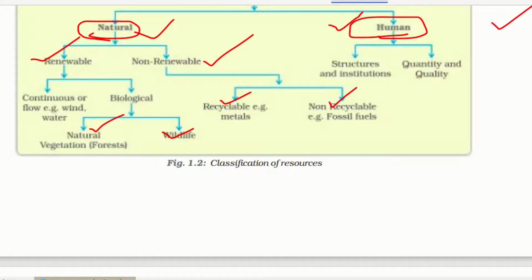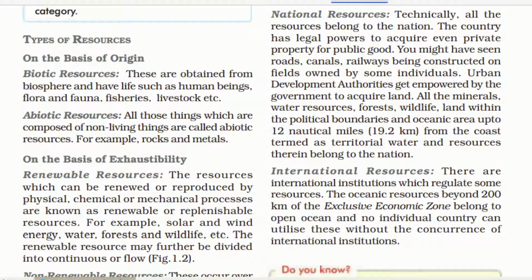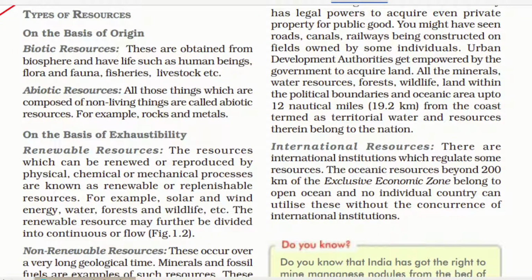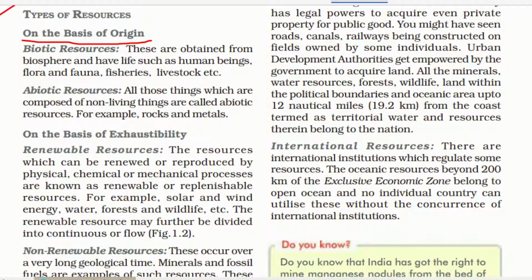Now, types of resources. What we discussed in that flow chart, one by one explanation is coming. Types of resources. First one, on the basis of origin. Okay, so on the basis of origin, the resources can be divided into biotic resources and, second, abiotic resources. It is very important.